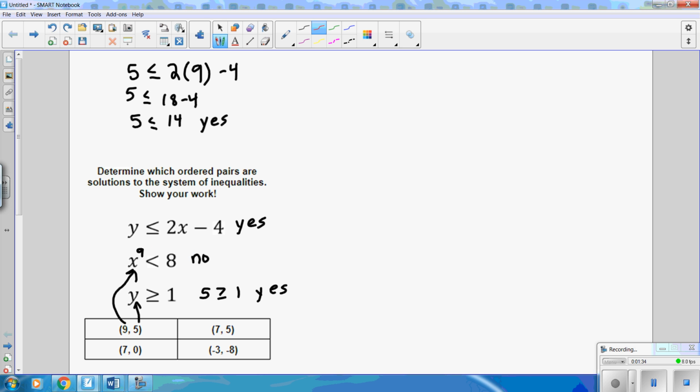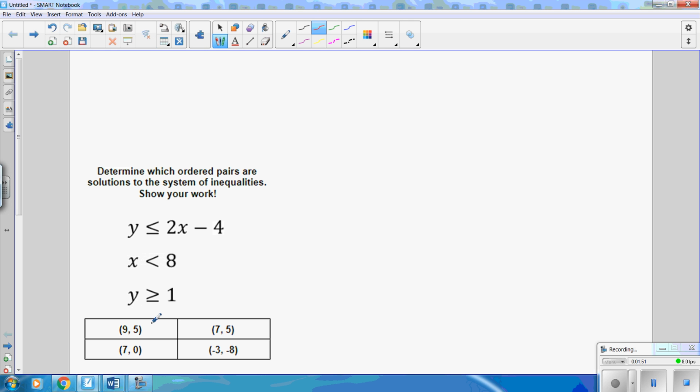Now, because 9 is not less than 8, that means 9, 5 does not work for this right here. So therefore, if it doesn't work for all three, 9, 5 is not a solution to the entire system. So this is going to be no.